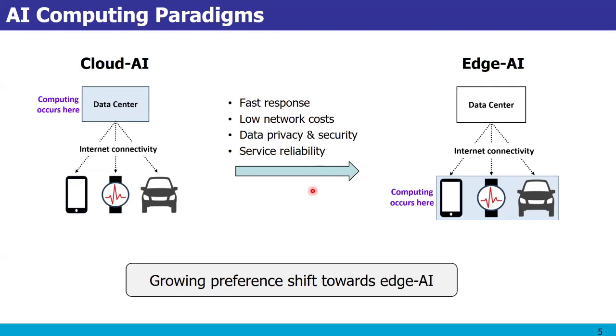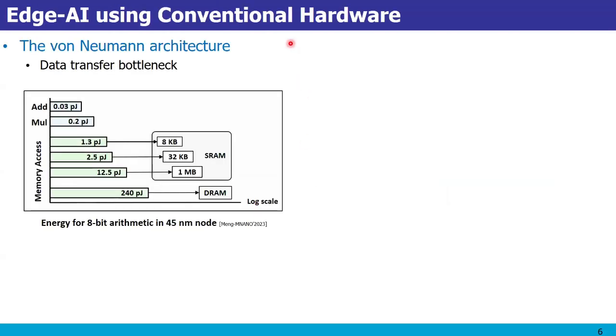Now, edge AI is good, as we have established. So what happens if you try to use the conventional hardware to build the edge AI solutions? You run into several problems. I have listed the two main problems on this slide. The first problem, of course, is the data transfer bottleneck because of the separation of memory and compute. As you can see, the memory access consumes orders of magnitude more energy than the computations. So that is not ideal for resource-constrained edge devices.